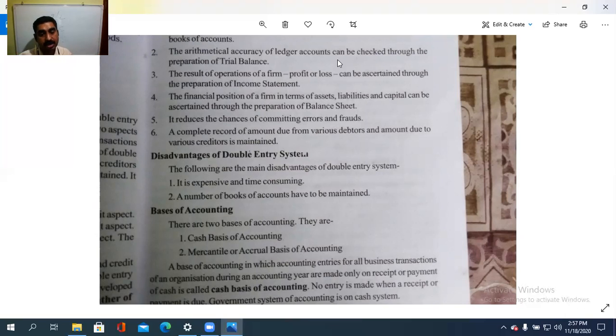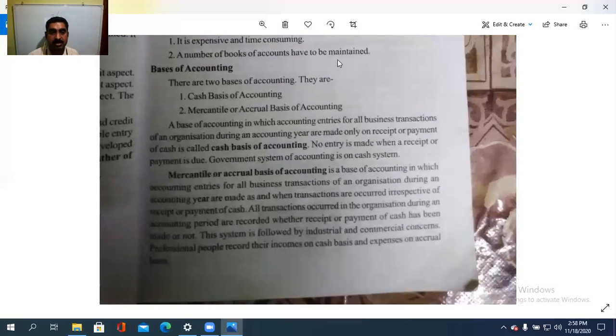Without it, how can we find out how much profit there is, or how much loss there is? How can we know that? So that is the case. It is expensive and time consuming, and a number of books of accounts must be maintained. For each transaction, what do we need to do? Books of accounts, for example the purchase account, the cash account, and many others. Whatever accounts and transactions come up, for all those transactions what needs to be prepared? Accounts. So a number of books of accounts need to be maintained. So these are the disadvantages or demerits with regard to the accounting or double entry system. So we will continue with that.